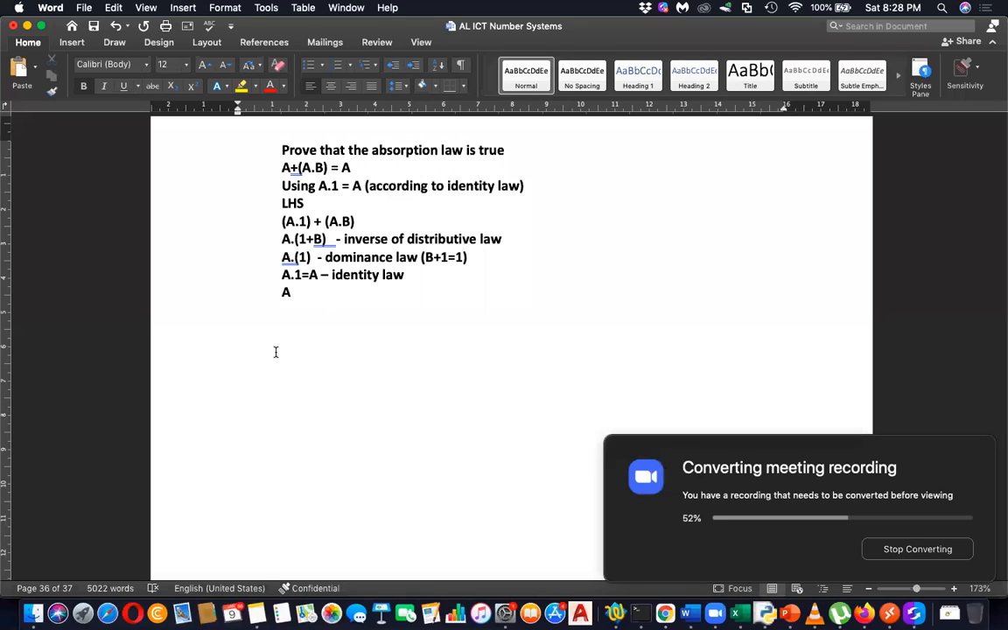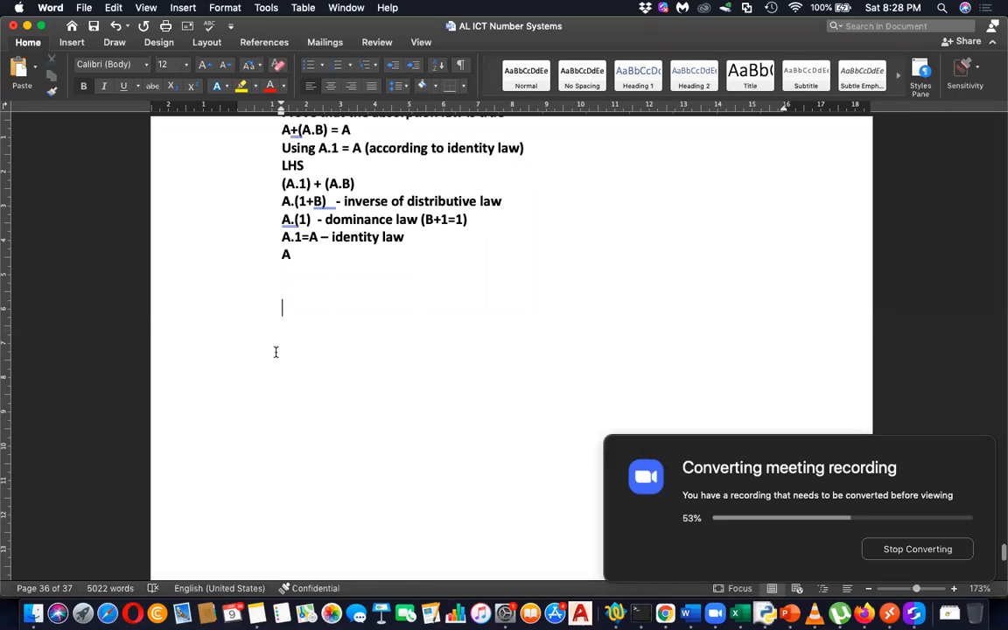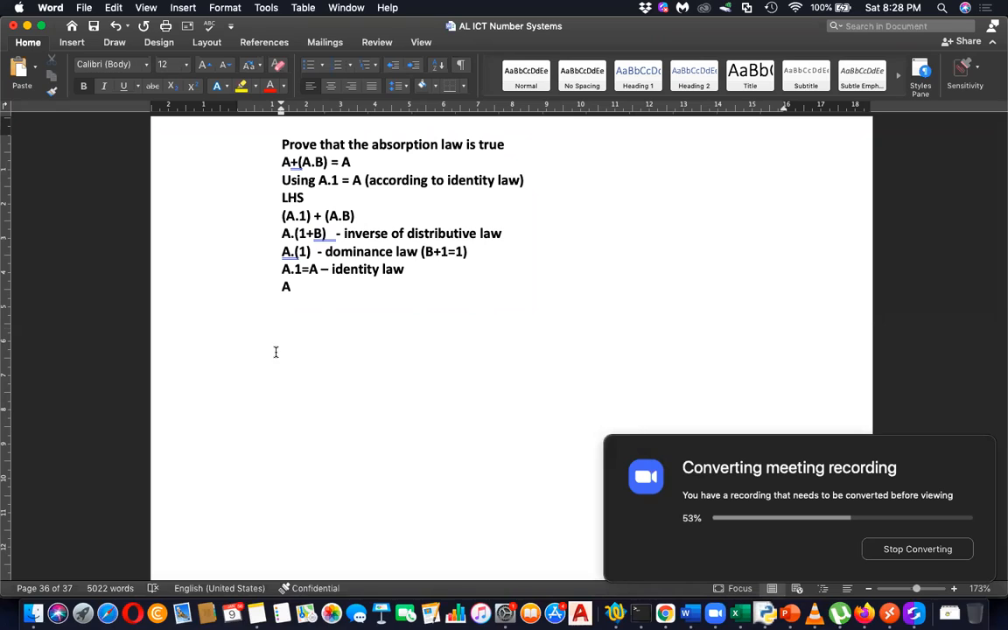Please write down this question. Use Boolean algebra laws to solve the following.